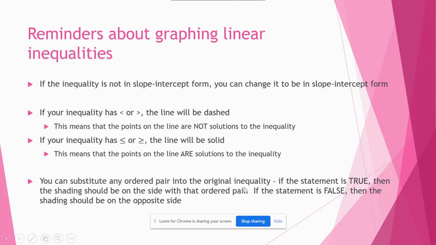I also want to mention that you may have noticed as we were doing that, if your inequality was in slope-intercept form and you have a less than, you're going to be shading below the line. If you ever have a greater than in slope-intercept form, you're going to be shading above the line. So you can use that to check.